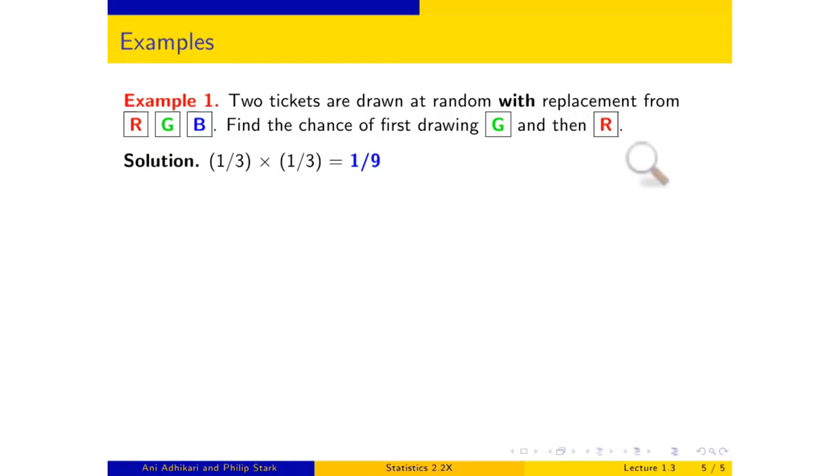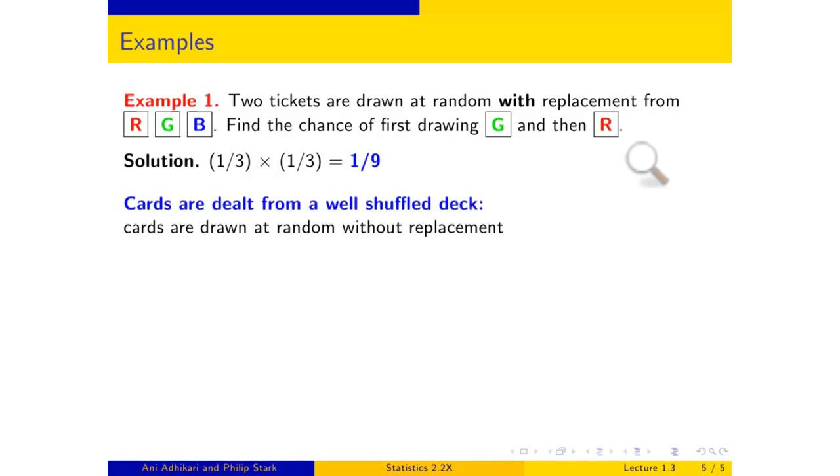And now you're in a position to move up from one card being dealt from a deck to more than one being dealt from a deck. So when we say cards, plural, dealt from a well-shuffled deck, what we are saying is that the cards are drawn at random without replacement. That's naturally when you deal a deck, you deal them one at a time. You don't throw a card back in the deck and deal it all over again.